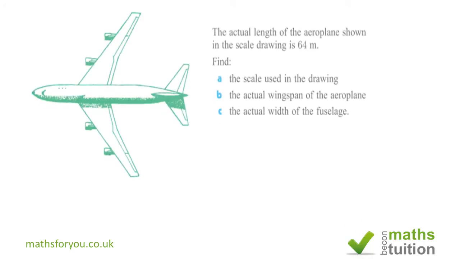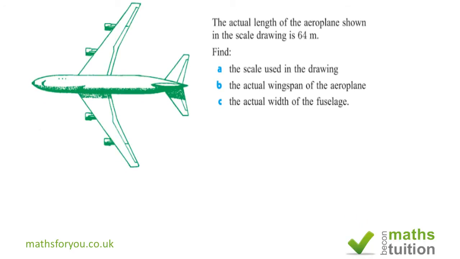Right, now on this slide we've got an aeroplane, and this time round we are given the distance in real life. It says the actual length of the aeroplane shown in the scale drawing is 64 meters. And I'm assuming they mean from that tip to that tip there. And it says find the scale used in the drawing.